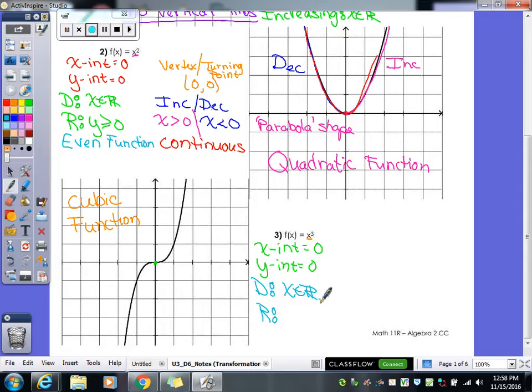How about for our range? Y is an element of the reals. Very good. It's going to use every single y value that it possibly can.